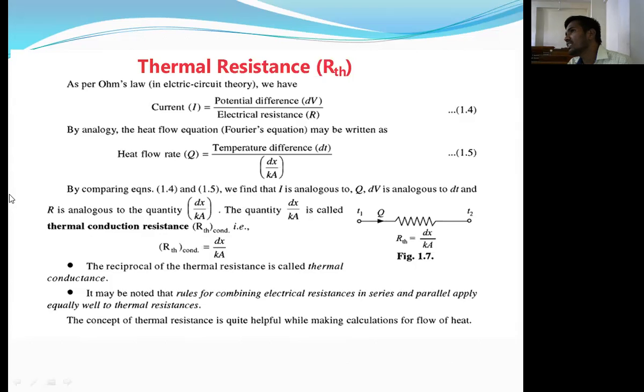Okay, so now this is the electrical system and this is the heat transfer system. Now we have to compare these two systems, and by comparing these two systems, what do we get?